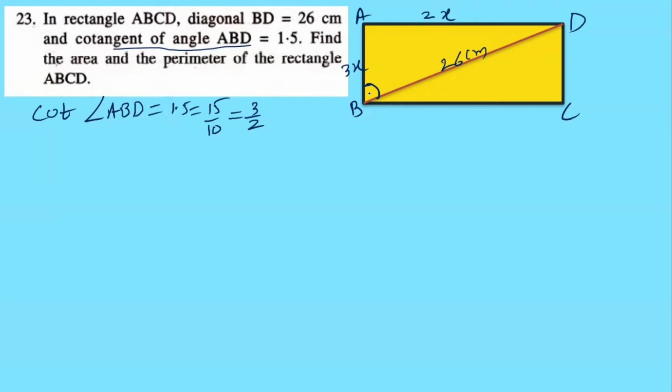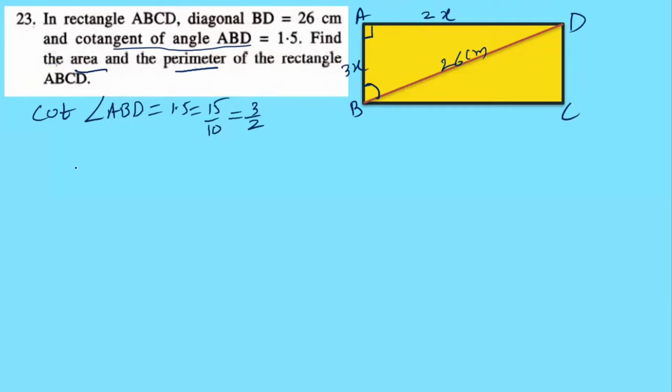So cot is adjacent upon opposite. This is 3x and 2x. Now we are asked to find the area and perimeter of a rectangle. For that, we need to know the sides. So by Pythagoras theorem, if I see here, BD is a diagonal. This is a right angle triangle.